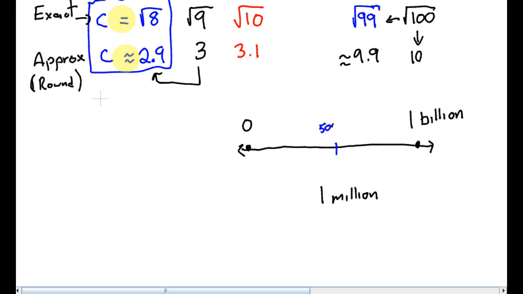500 million. That's a good place to start. So given that, where is 1 million? Right there. How many millions are in a billion? 1,000. Right? So be thinking about this as you move forward in your math.